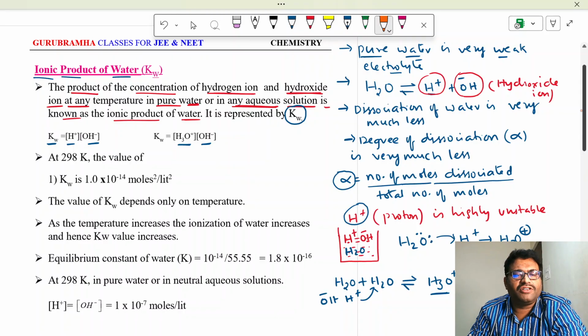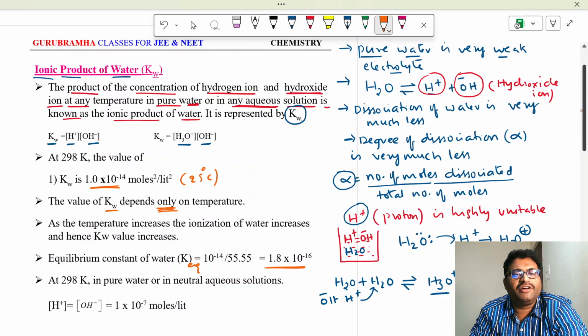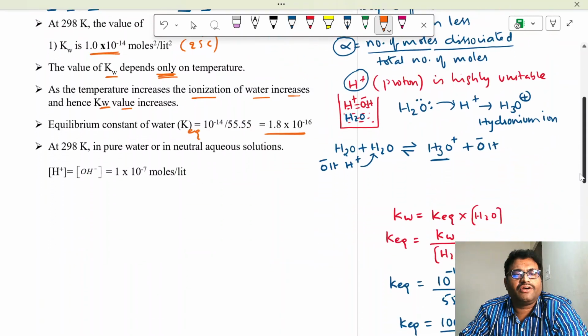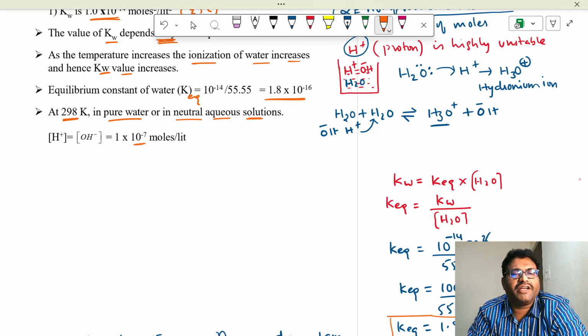What is this? Equilibrium constant K of water is equal to 1.8 into 10 power minus 16. And Kw at 25 degrees centigrade is equal to 10 power minus 14 mole square per liter square. And the value of Kw depends only on temperature. It does not depend on any other factor. As temperature increases, ionization of water increases and hence Kw increases. At 298 Kelvin in pure water or in neutral aqueous solutions, H plus ion concentration is equal to OH minus, which is equal to 10 power minus 7.